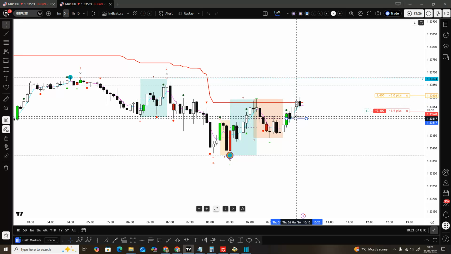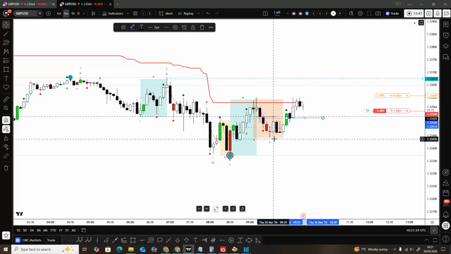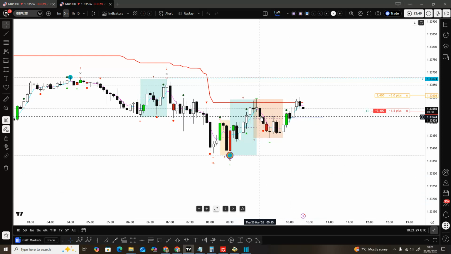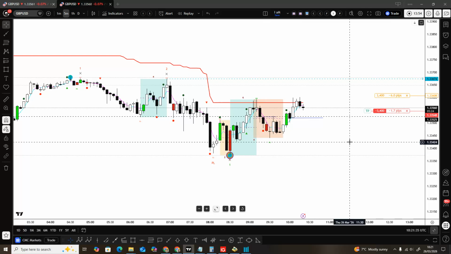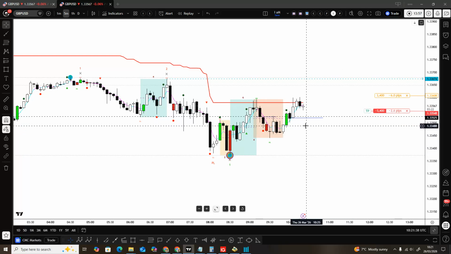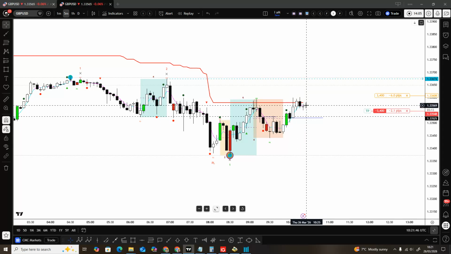1, 2. That will be the valid pullback point. But also this low needs to be broken. Why? 1, 2, 3, 4. That shows continuation. All right, and your risk is there. The reason we have taken the trade is because we've broken a low.